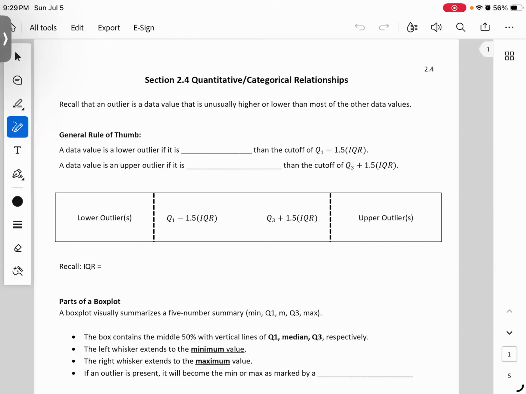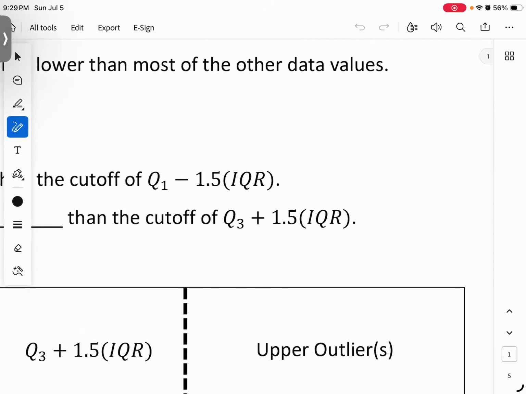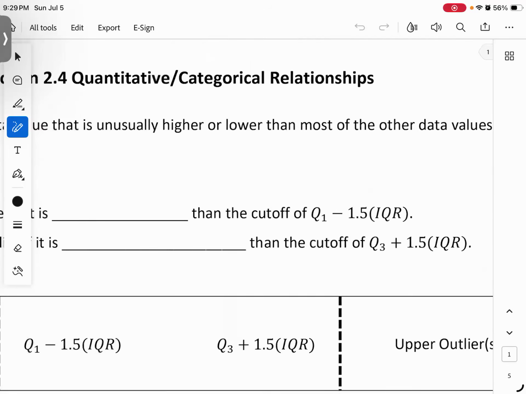And what we're going to start with is what's known as these two little formulas here. The purpose of these, they just call it a rule of thumb, a set of calculations that you can do to create what are called either cutoffs or fences. And if any data value is beyond those cutoffs, then it would be considered an outlier. So let's go ahead and get started.